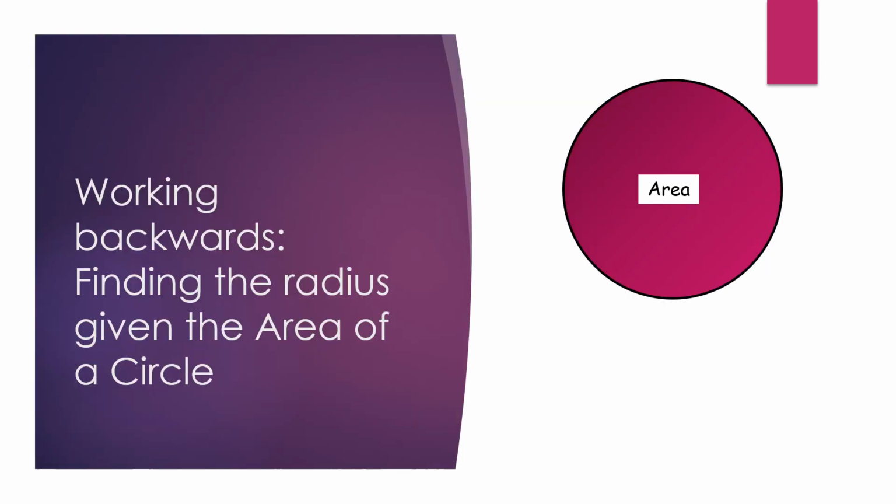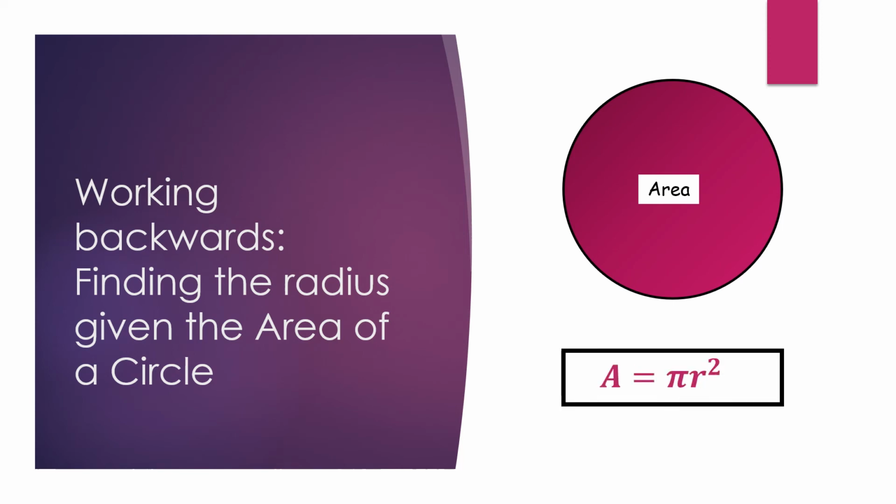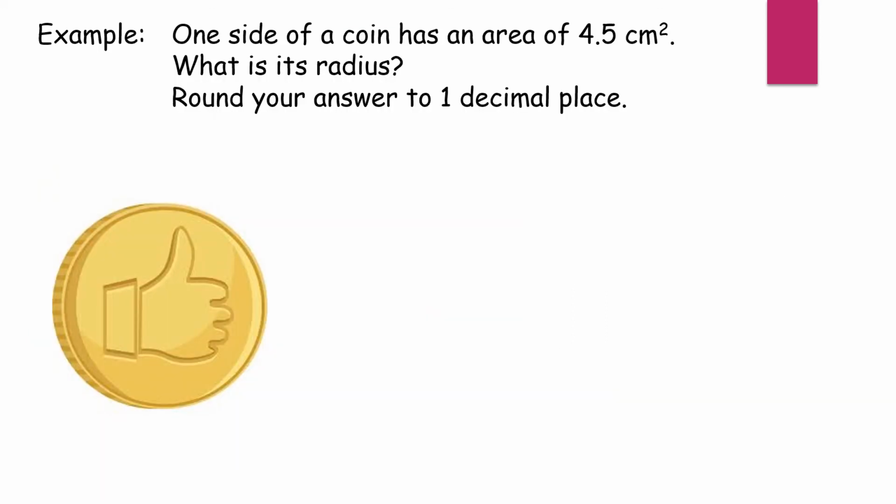So what if I want to work backwards and find the radius or even the diameter if I'm given the area of a circle? Well, I'm still going to use my formula A equals pi r squared. The thing I need to know this time is that the inverse operation of squaring is square rooting. And so the final step when we're working backwards with area calculations is that we will need to use the square root button on our calculator.